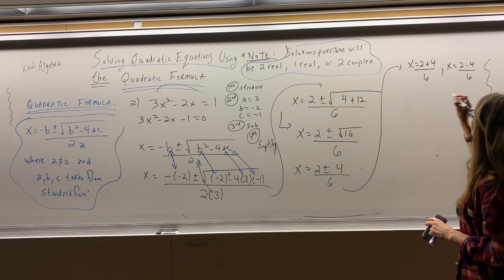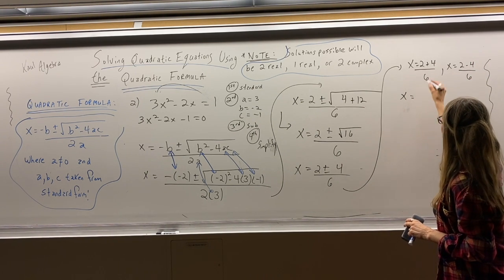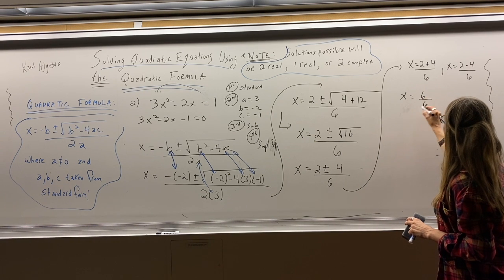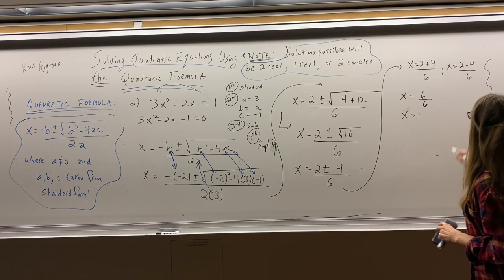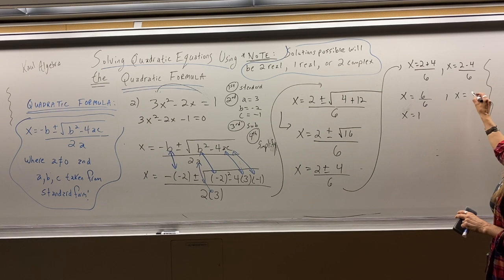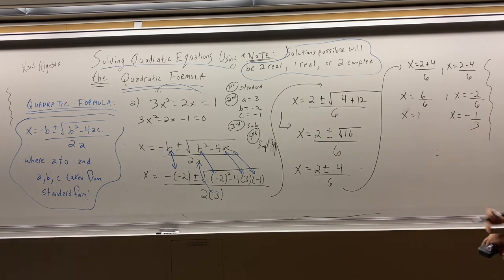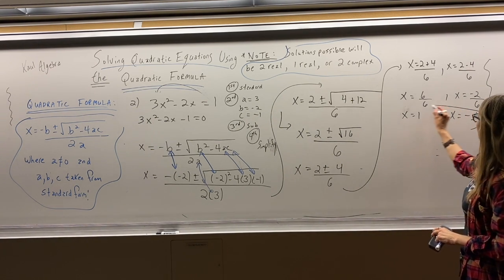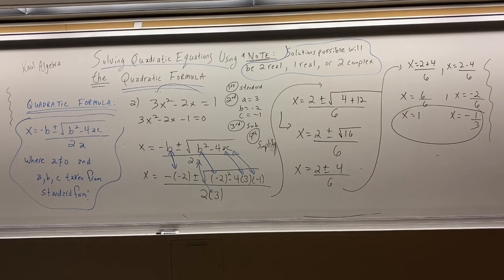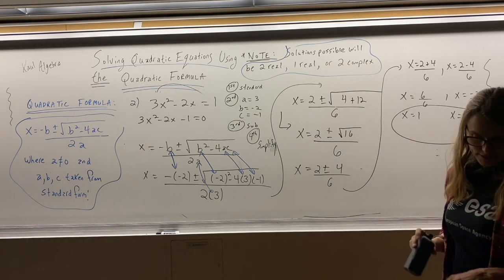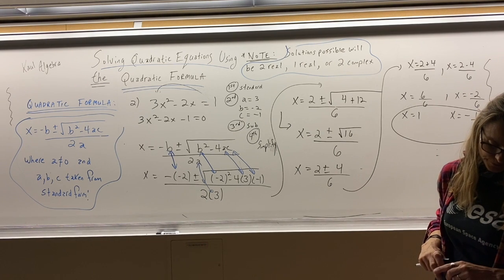And these 2 solutions will be x equals 6 over 6, so x equals 1. And my other solution is x equals negative 2 over 6, and that gives me x equals negative 1/3. Okay? I'm doing a double check in my head, and these are my solutions. I have 2 real solutions here, as I did in the last example.